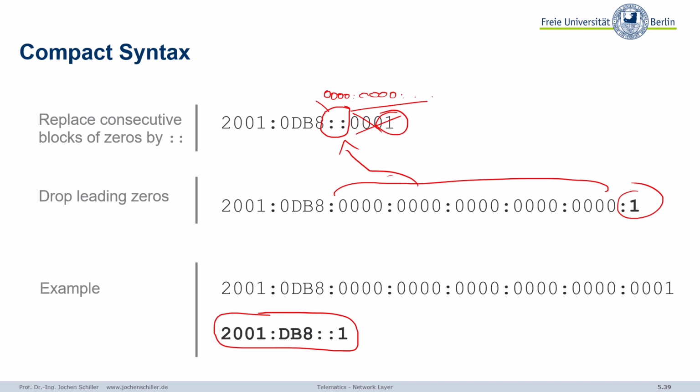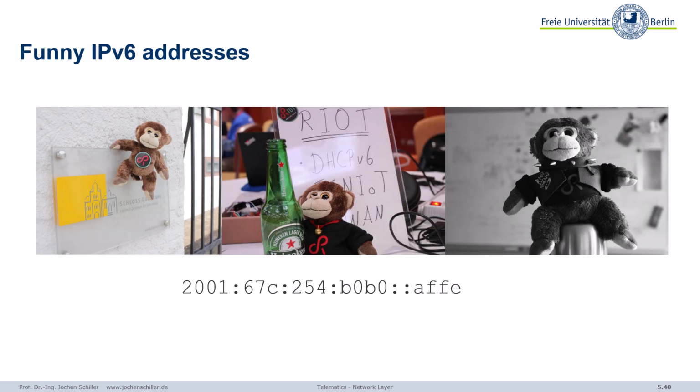With the help of IPv6, we can also do fancy things, like, if you don't know German, the German word for monkey. Okay, but we can also do some serious stuff with it.